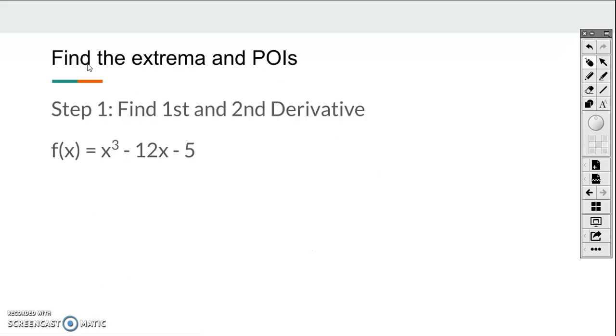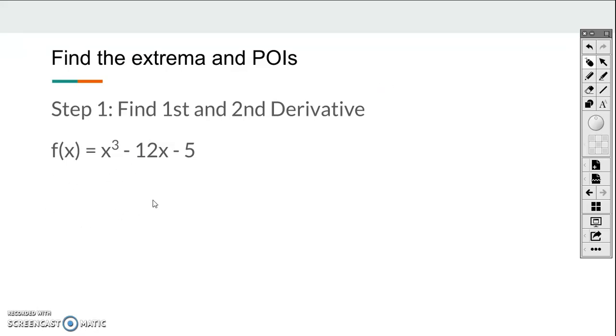All right, so this question asked me to find the extrema and the POIs. So find the maxes and mins, local and absolute, and find the points of inflection. On this problem we don't have any endpoints. So when I look at the derivatives, I'm not going to have endpoints to check, but I do need to be thinking about the end behavior when I'm looking for the absolute max and min. All right, go ahead and hit pause and give it a shot. All right, let's see how we did.